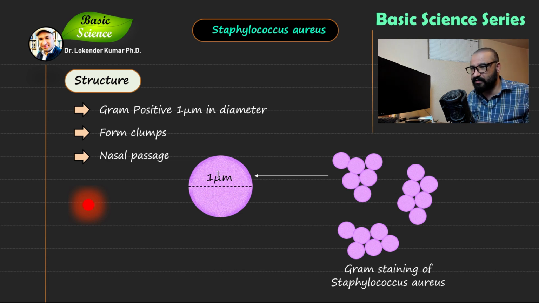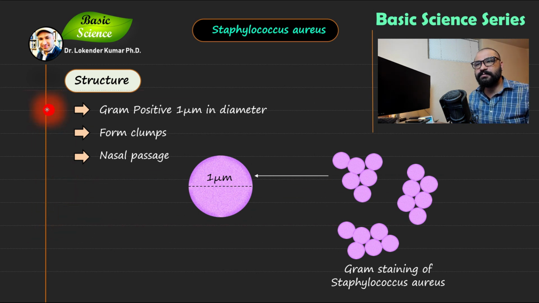You need to remember that. This is the typical size of one Staphylococcus aureus bacterial cell, the circular cell. And when you stain them, you will see that they form certain types of clumps. They will look like grapes. So this is how you can differentiate between Staphylococcus and Streptococcus, because Streptococcus will form chains, right?